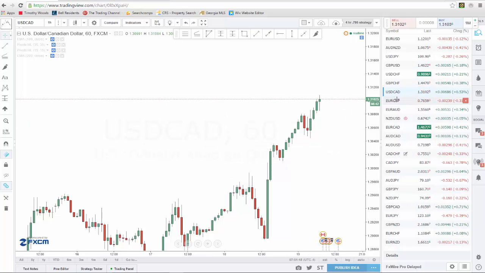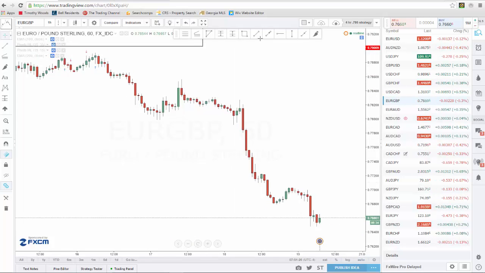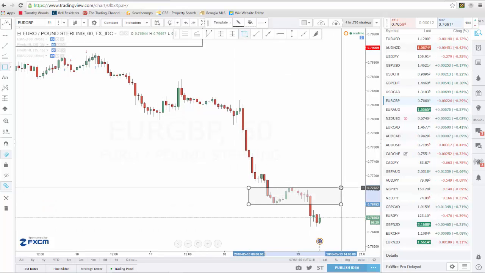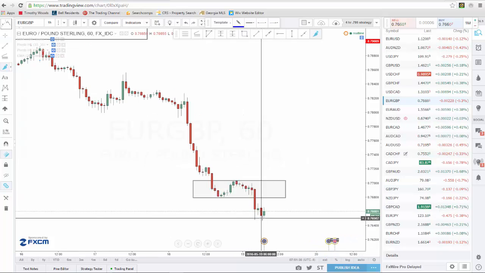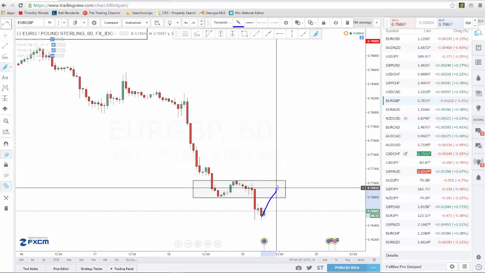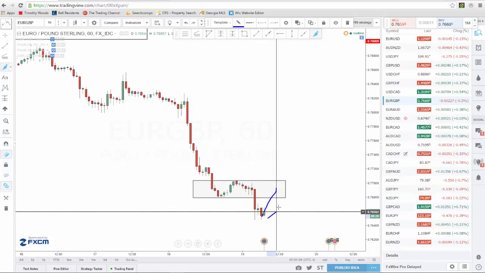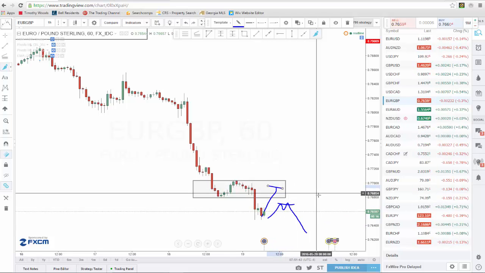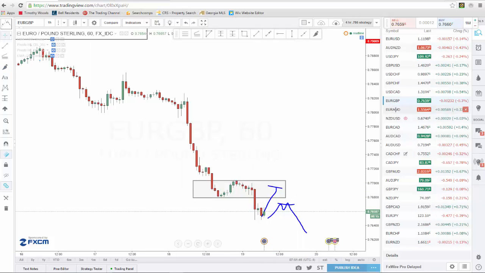Next up is going to be the Euro Pound. Here, as with other pairs, just creating our zone, looking for either this or this. Next up, the Euro Aussie.